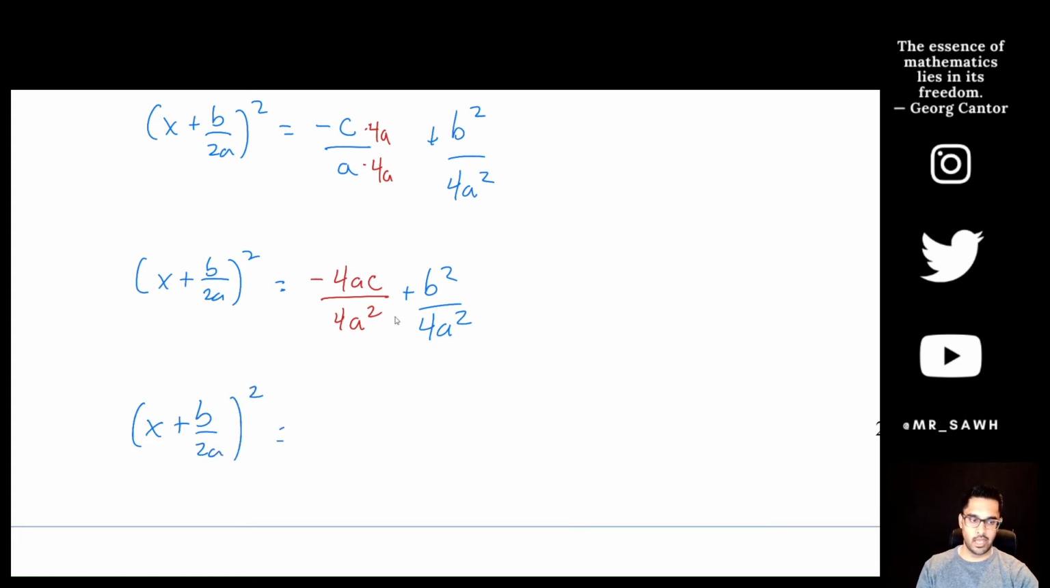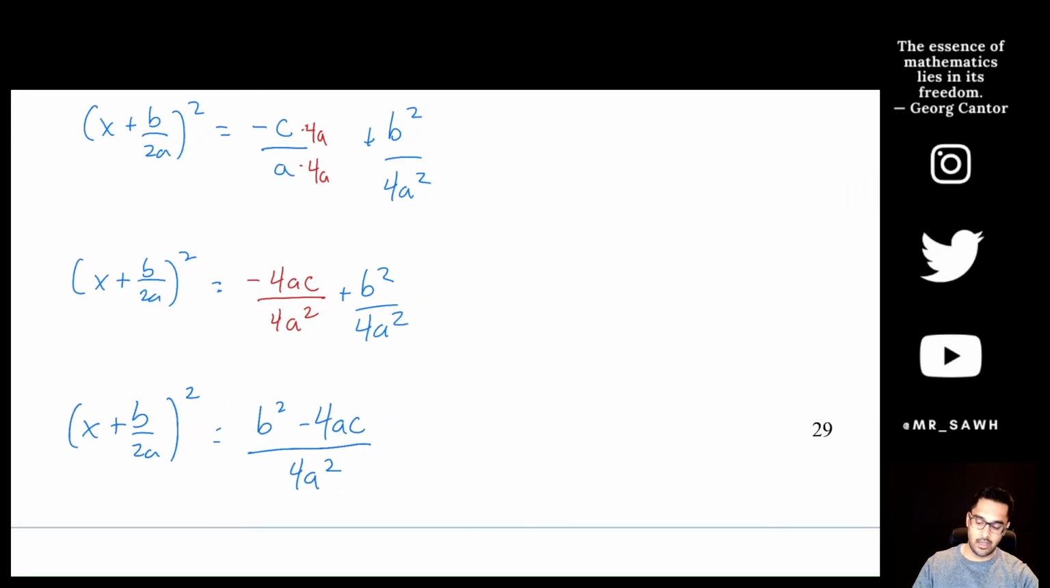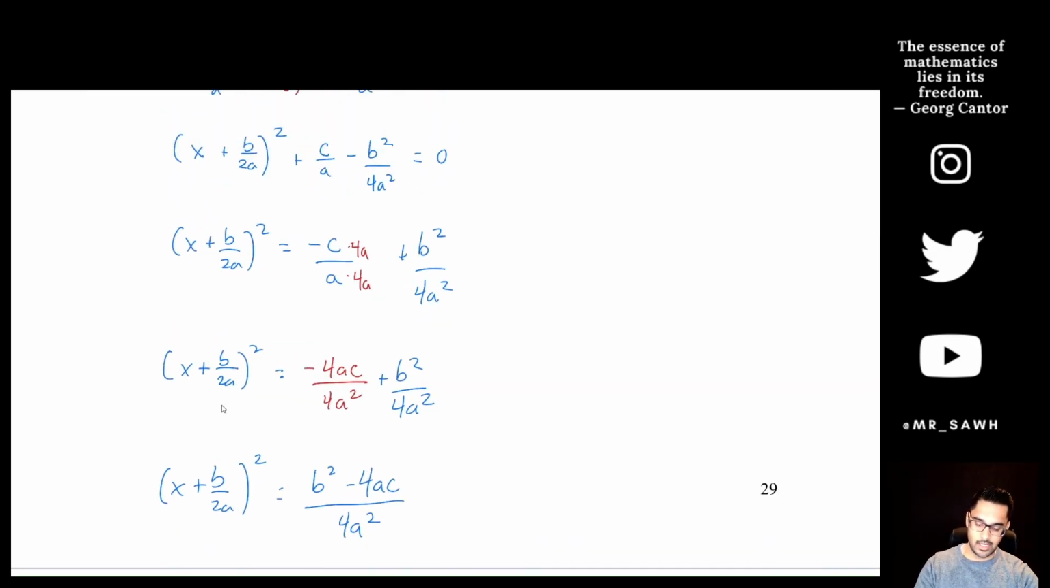So if I put those together, I'm going to have b squared minus 4ac, whole thing gets divided by 4a squared if I add my fractions together. Well, now I've got everything combined. Now let's get rid of the square on the left side to really do our isolation. Okay, so let's move this up here.